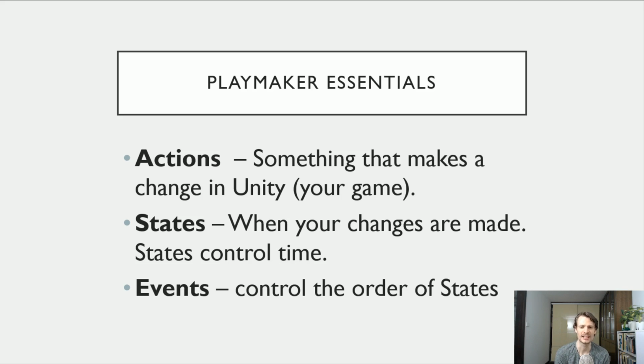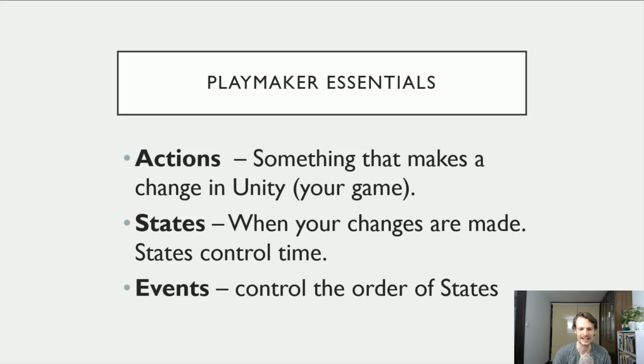Now the state is when our changes are being made. So the states control time. So, we don't want the light on and off at the same time, as that obviously couldn't exist. So we need to have one state where the light would be on and one state where the light would be off. So states are the control of time of when things happen.